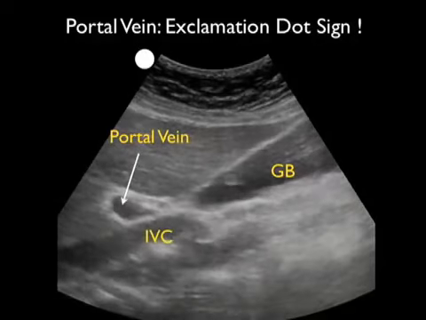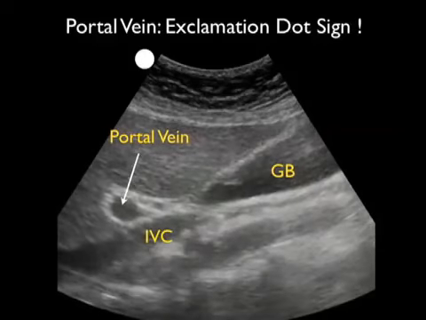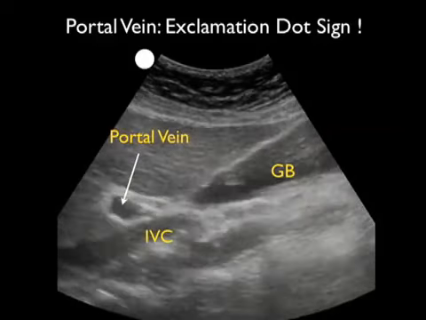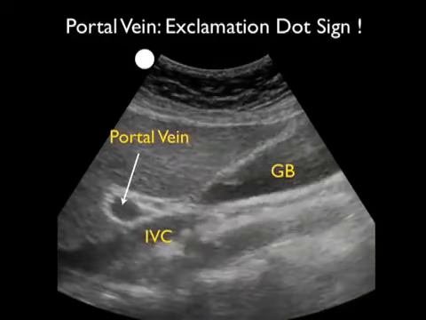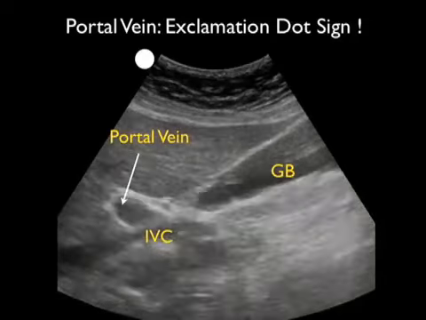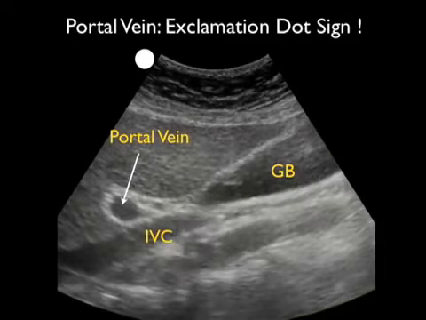Notice that the dot, the portal vein, has hyperechoic walls due to the fact that it's bringing greasy blood from the intestine to be filtered by the liver. We see the white line connecting the gallbladder to the portal vein that is the median lobar fissure, and posteriorly we see the inferior vena cava.